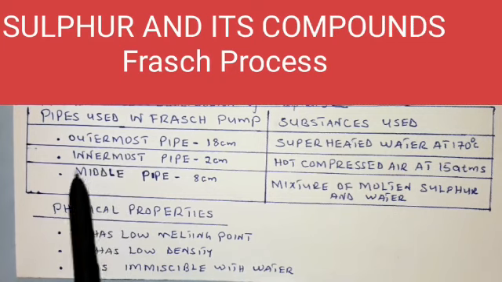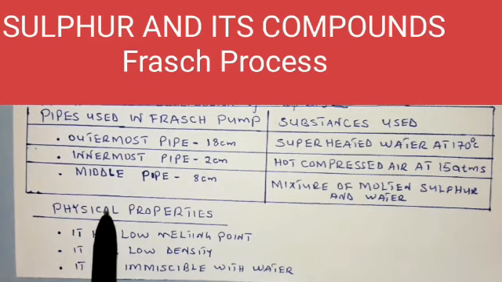That is the pipes used, the substance that passes through every pipe, the role of those substances, and the physical properties of sulfur that allow its extraction. Then the student is supposed to look at the description of the process.